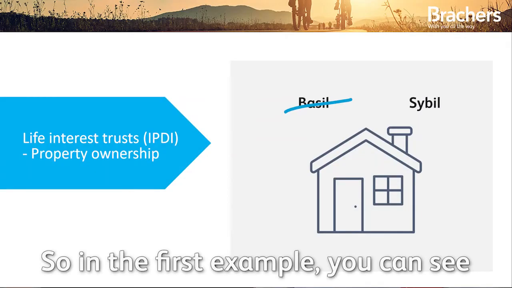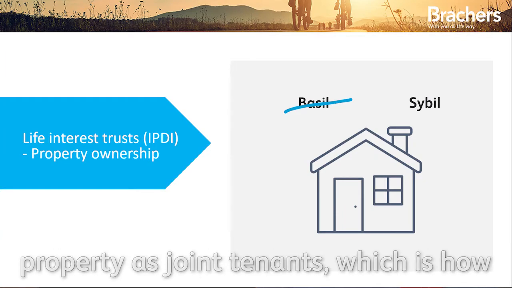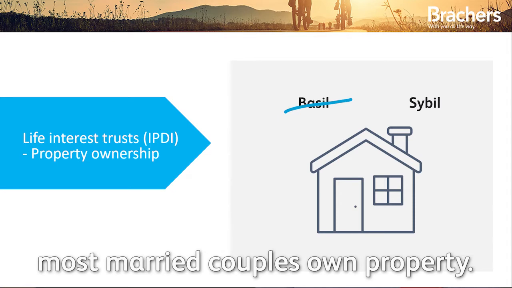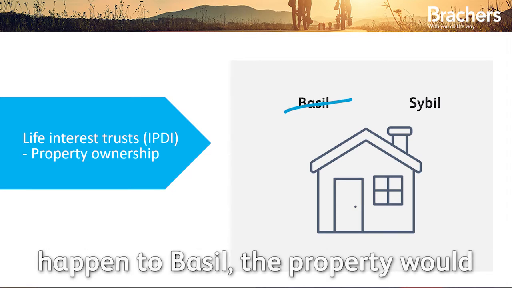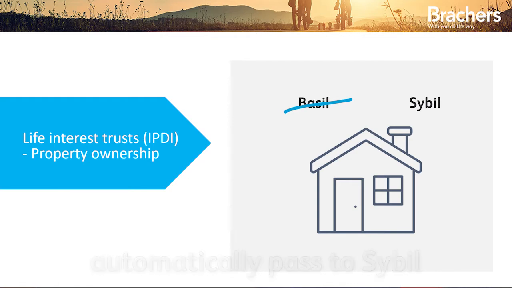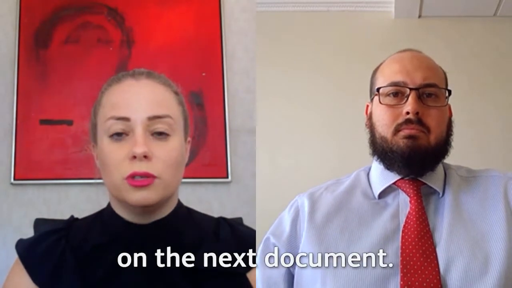So in the first example, you can see that Basil and Sybil own their property as joint tenants, which is how most married couples own property. In this instance, if anything were to happen to Basil, the property would automatically pass to Sybil by survivorship. Now, how a life interest trust can be used in this situation can be seen on the next document.